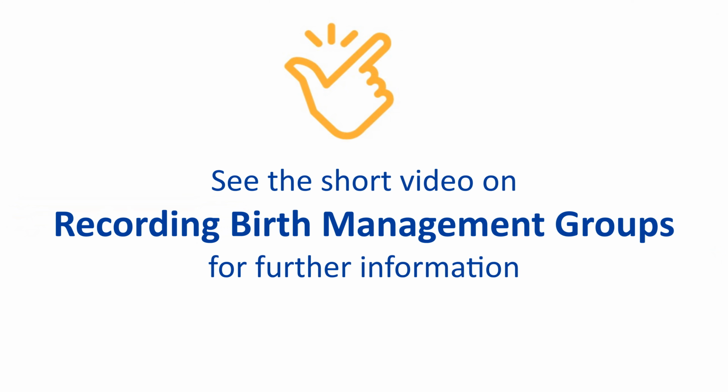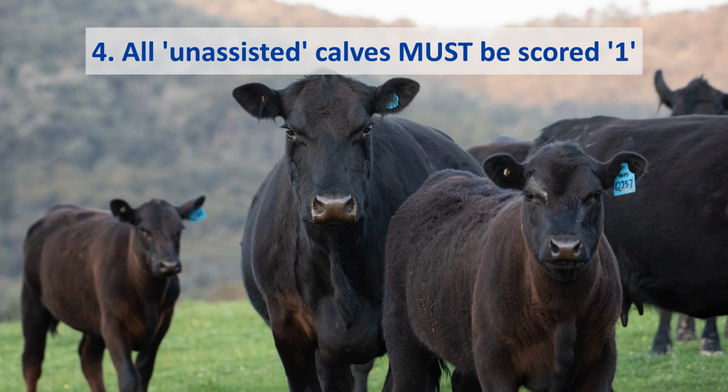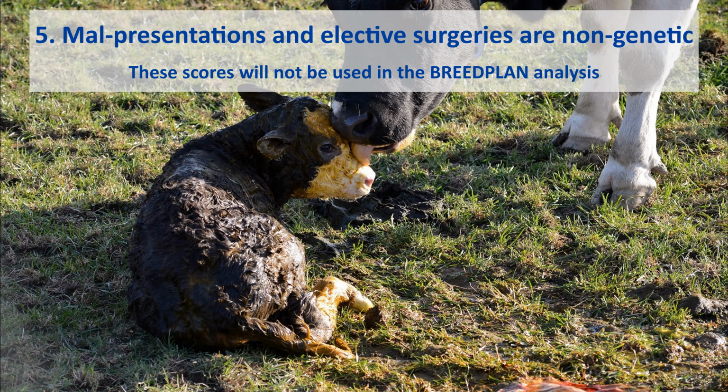Please note that if the calving difficulty score is left blank or noted as a 0, it will be interpreted as no score rather than no difficulty. It is important, therefore, that any calf that was unassisted is scored with a 1. While calving difficulty scores of 5, malpresentation, and 6, elective surgery, should be recorded, they will not be used in the BREEDPLAN analysis as these problems are considered non-genetic in origin.